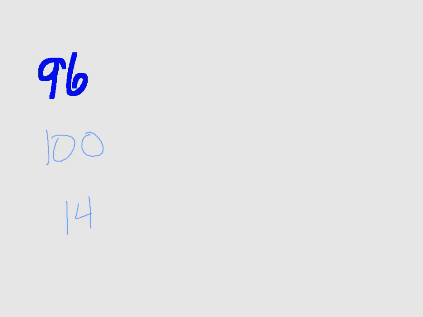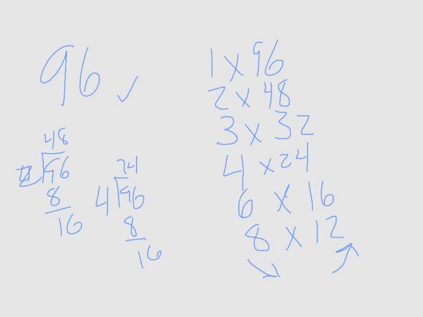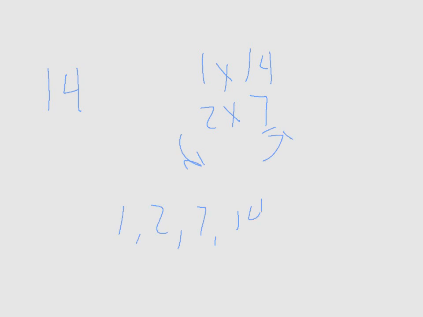And the last one that we need to do is 14. And this one should be pretty straightforward. 1 times 14, 2 times 7, no 3, no 4, no 5, no 6. Oh, back to 7. So I've successfully finished the loop, and I'm good. So the factors of 14 are 1, 2, 7, and 14.